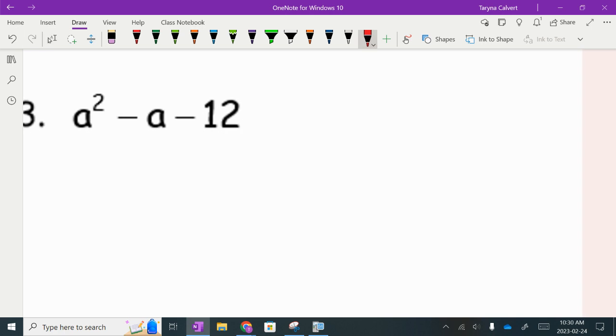All right. So for this one, remember there's just ones on both of the first two terms, so just drop my brackets. What are the two things that'll multiply to give me a squared?